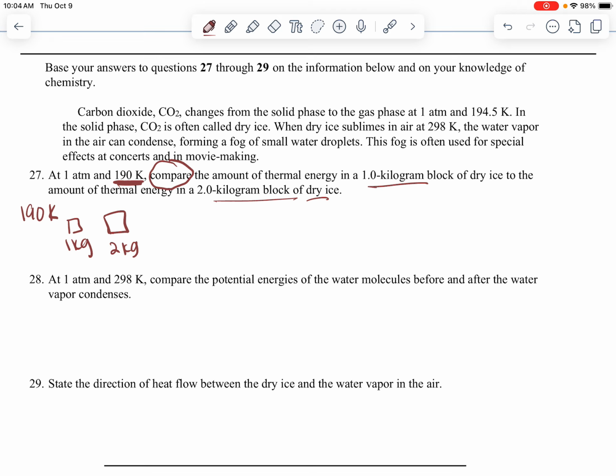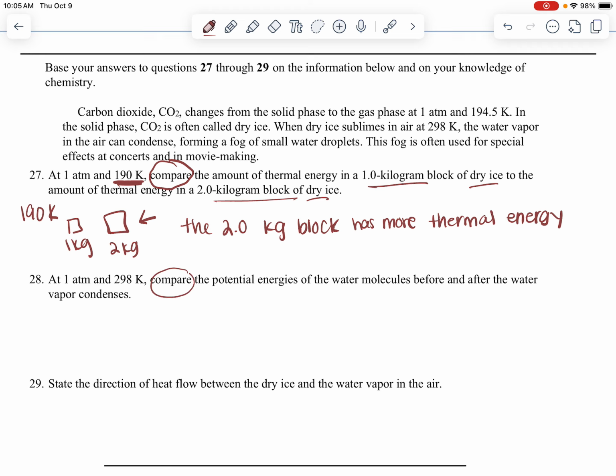They're made of the same thing. So if I have two objects made of the same material at the same temperature, whichever one has more mass has more energy. All right, so we can say the 2 kilogram block has more thermal energy. And now I've answered the question. I have compared them. You could have also said the 1 kilogram block has less thermal energy.